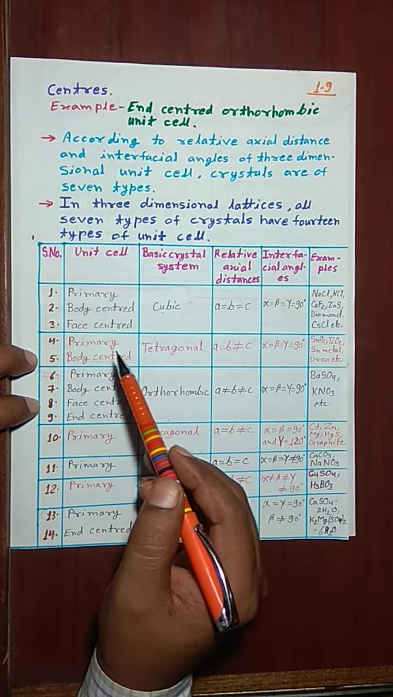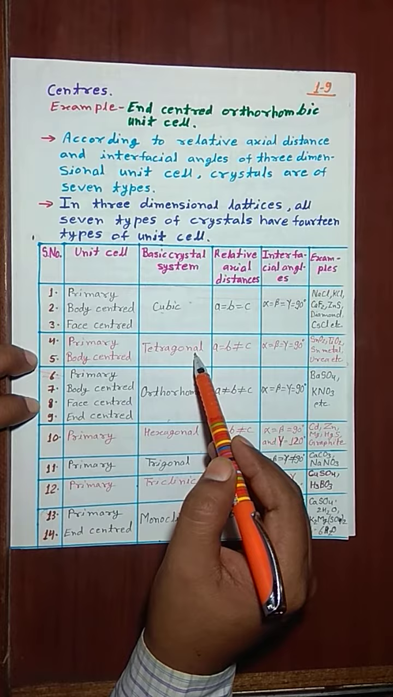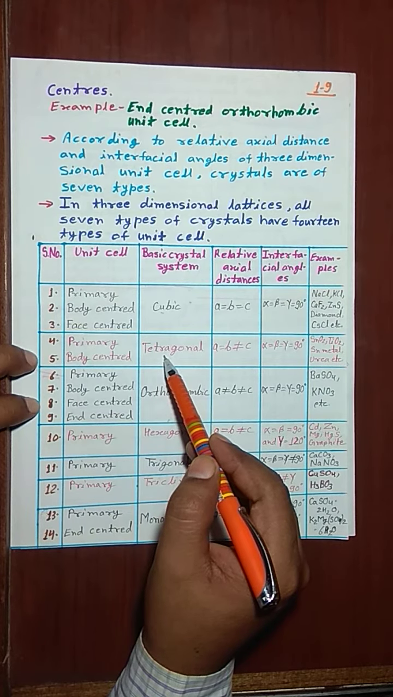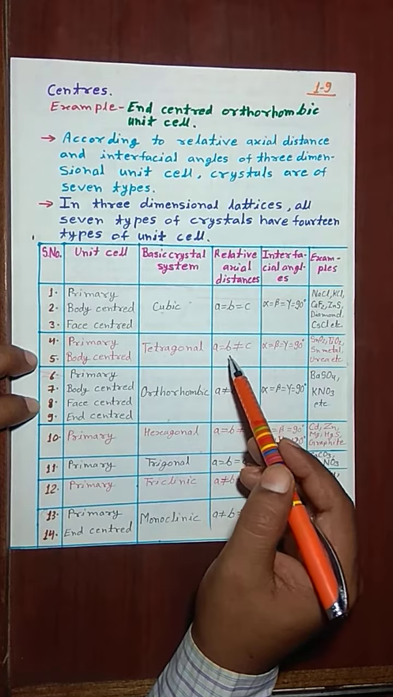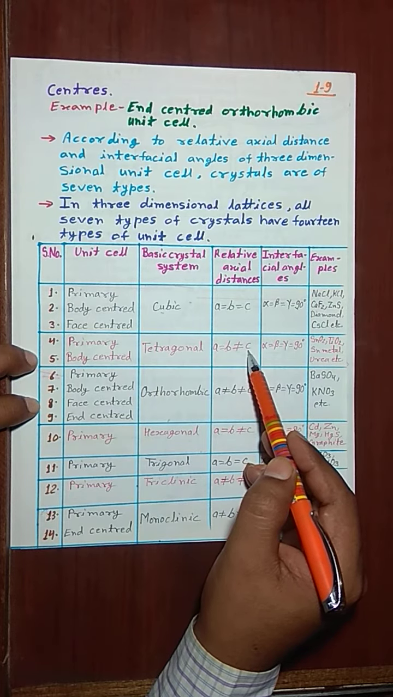And fifth is primitive tetragonal unit cell, body centered tetragonal unit cell. Relative axial distance A is equal to B but not equal to C. Correct?